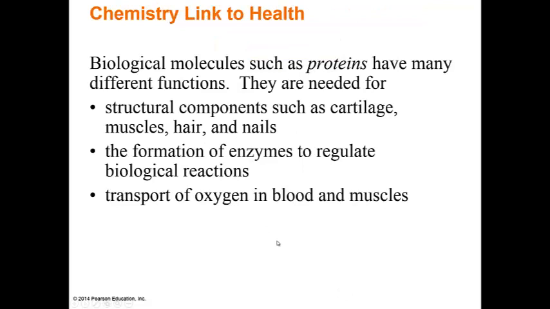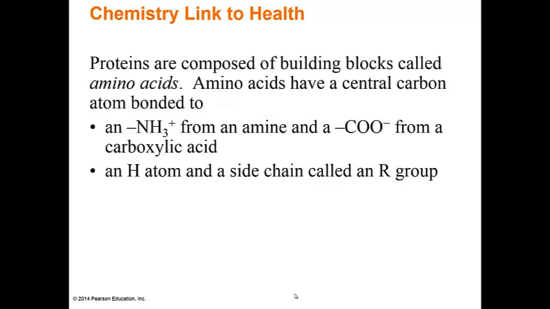So biological molecules such as proteins have many different functions. They're needed for structural components such as cartilage, muscle, hair, nails, the formation of enzymes to regulate biological reactions, how our bodies work, the transport of oxygen in our blood and muscles. That is all performed by proteins. Proteins are composed of building blocks called amino acids.